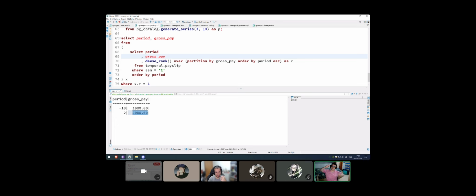Okay, I have a question. Sure. So is this marking the first instance in which he got 2000? Yeah, exactly. That makes sense. Exactly.